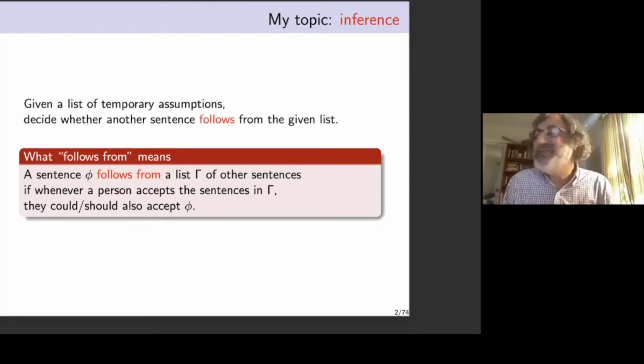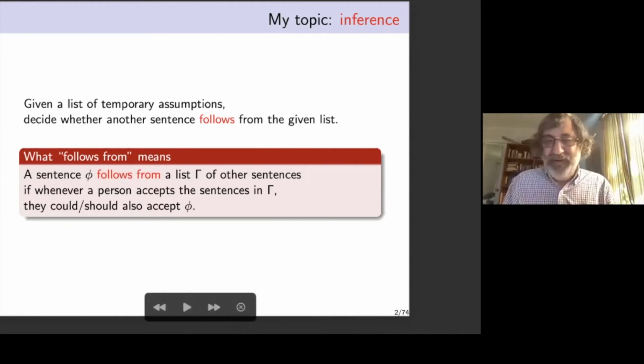I'll say that a sentence follows from a list of other sentences if, whenever a person accepted the list of assumptions, this capital gamma, they should, or they could in principle, accept phi. So it's a human acceptance of one sentence given a bunch of others. And here's what I'd like to think about.